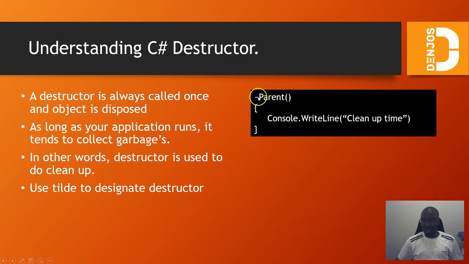You see that small sign there? That is the tilde. Then use the name of the class. The way you define a constructor, that's how you do it with a destructor: the name of the class, an open and close bracket, and then the curly brackets in between. And in that block where I wrote Console.WriteLine cleanup time, is where the tidy up takes place. Okay, to see that in action, let's quickly flip over to Visual Studio and write some code.